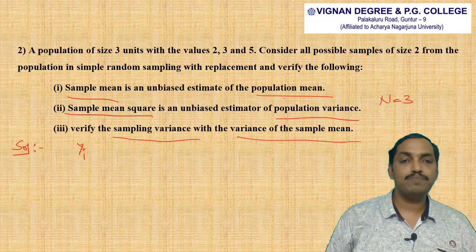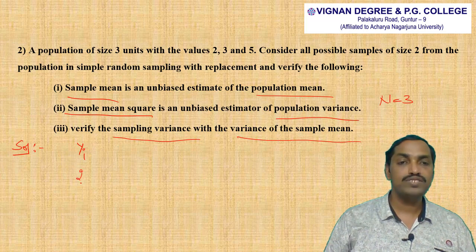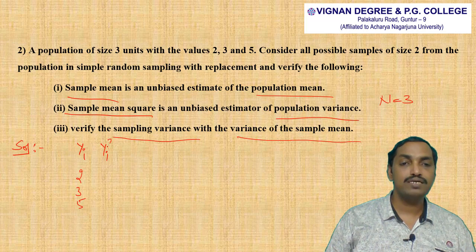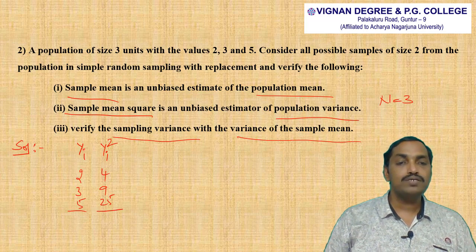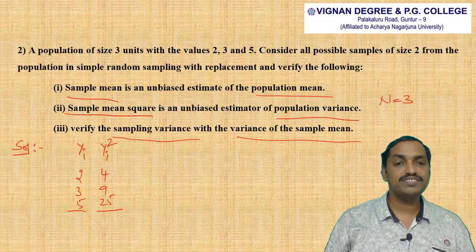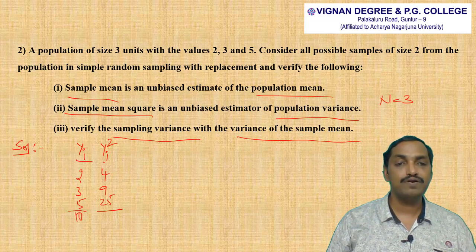So the elements in the population are represented by yi. So yi values are 2, 3 and 5. And capital yi square values are 4, 9 and 25. Now calculate the sum of these two. So sum of yi values are 2 plus 3, 5, 5 plus 5, 10. And sum of yi square values are 4, 4 plus 9, 13, 13 plus 25, 38.